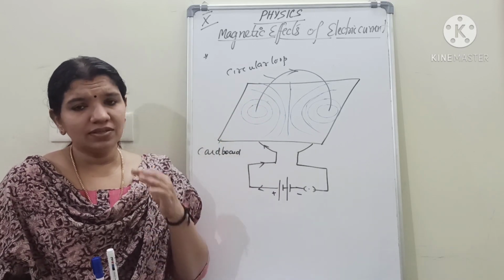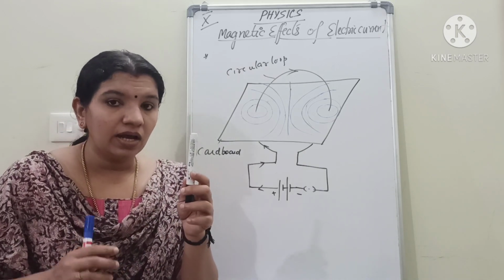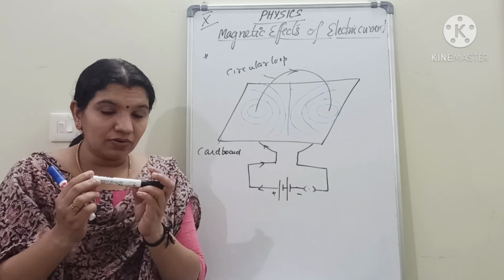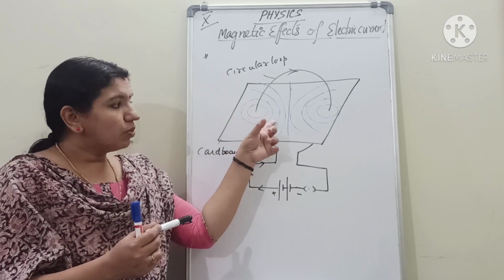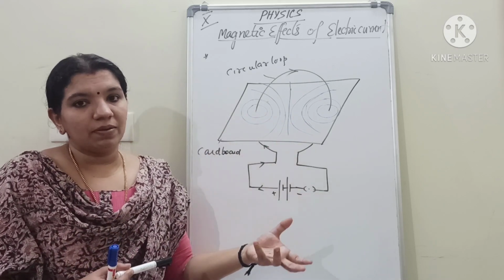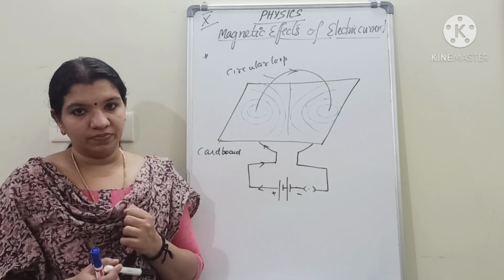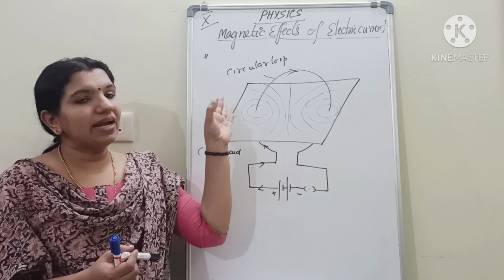Clear? That's why I told earlier that instead of using a straight wire to get more magnetic field, I can bend this wire in the form of a loop or a circle, so that more magnetic field can be produced with the help of a circular loop. Clear? So this is the activity, and this is what is explained in this case.